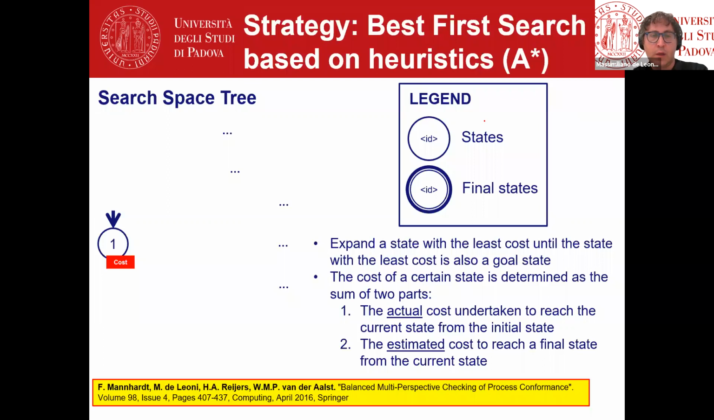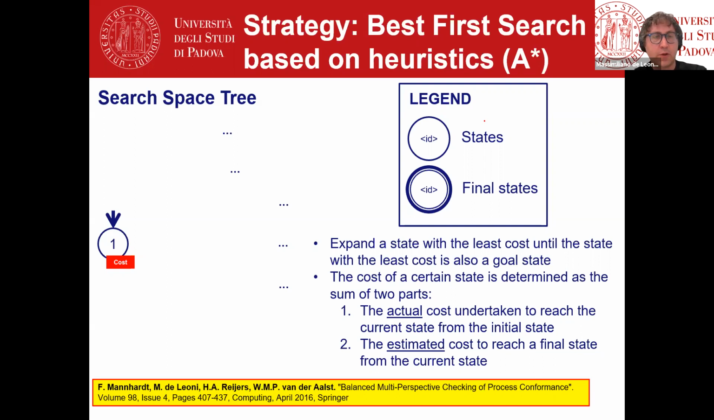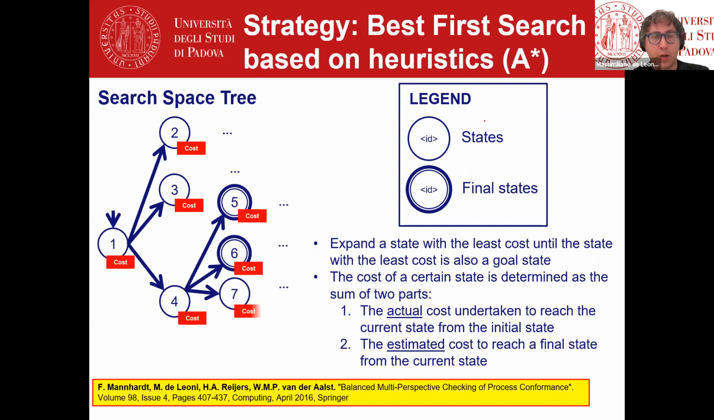So I later worked on this topic, and I went back and I studied A-star algorithms to find the actual optimal cost. As some of you know, it's finding a solution in a search space. So I start from the initial state of my Petri net. I expand the state with the least cost, exploring each time the node with the lowest cost, until I find the final state, so a complete alignment.